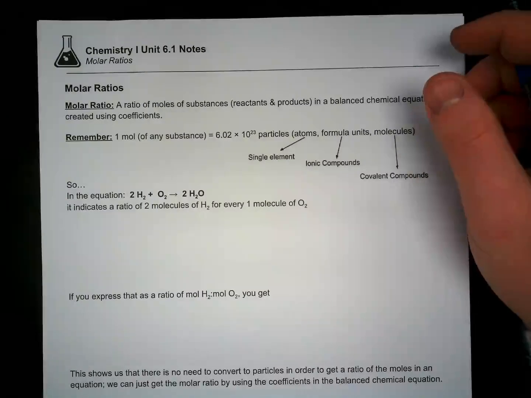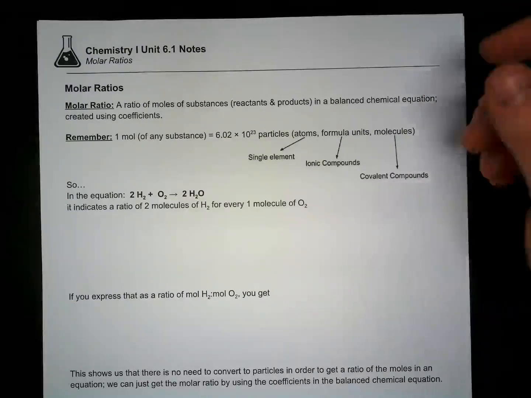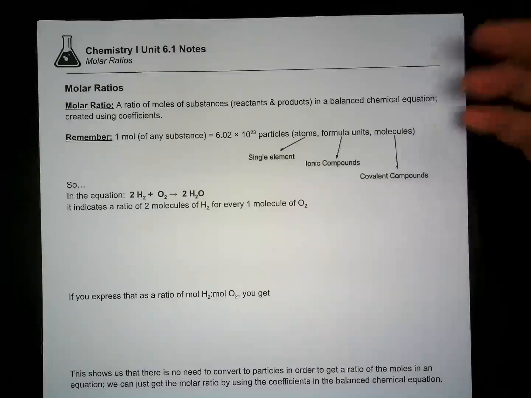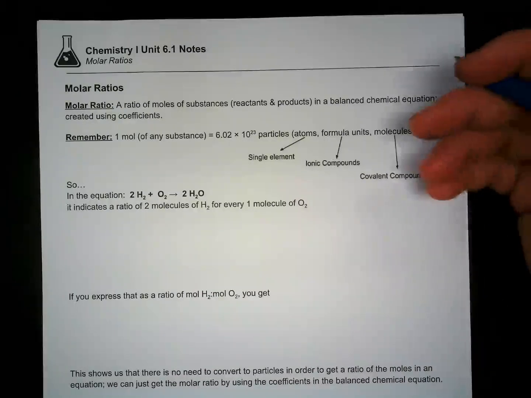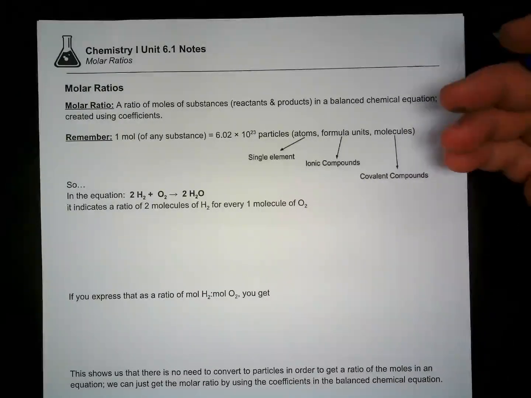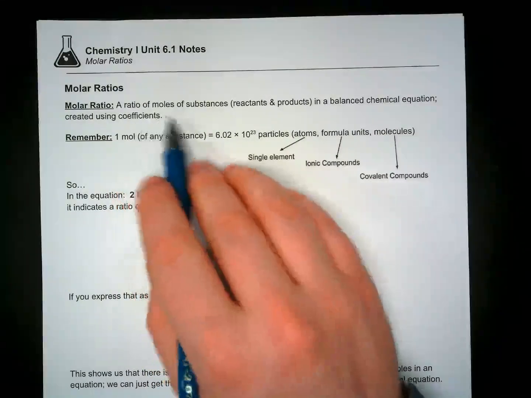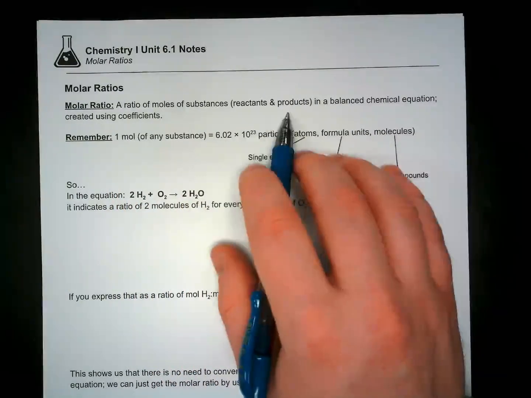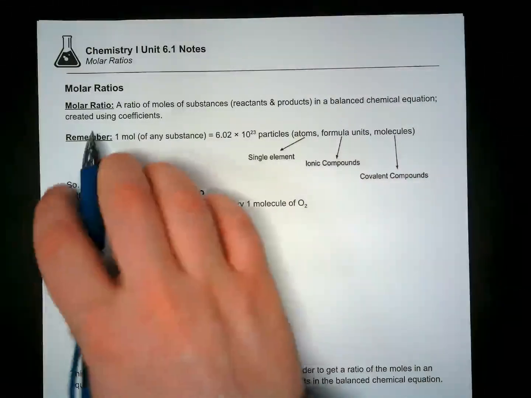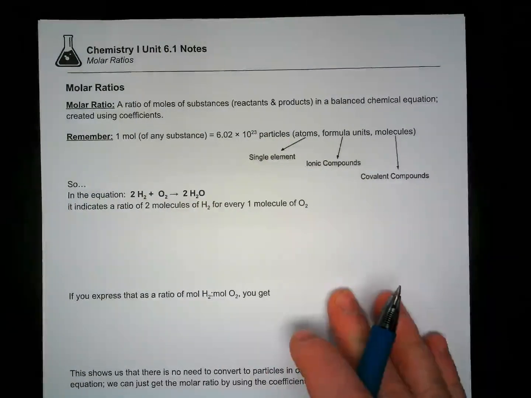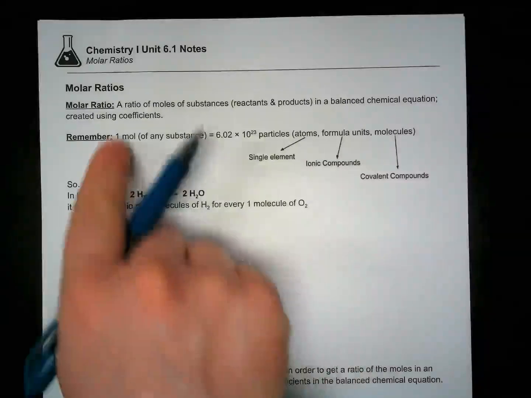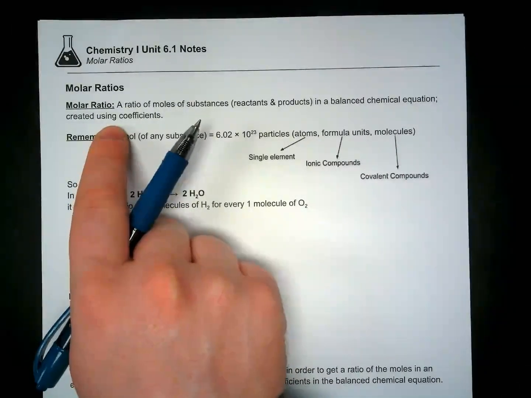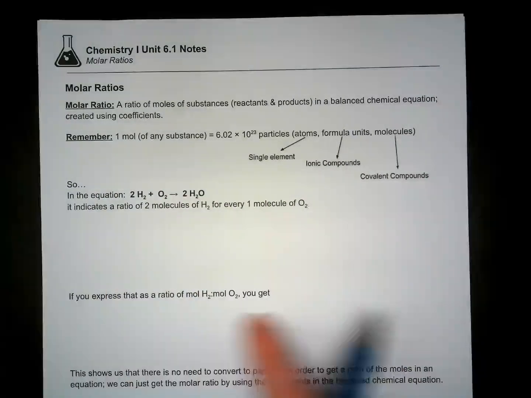So what is a molar ratio? Basically, just break it down: it's some sort of comparison between the number of moles of one substance to another. It's the ratio of moles of a substance, whether they're reactants or products, in a balanced chemical equation, and they're created by using coefficients. Okay, so that is what a molar ratio is. Well, how is it that we can come to that conclusion? How is it that we can come to the conclusion specifically of these being created as coefficients? And that's what we're going to prove right here.